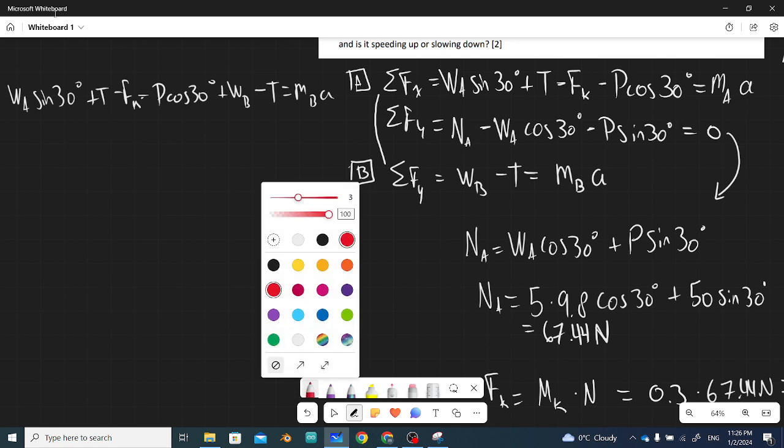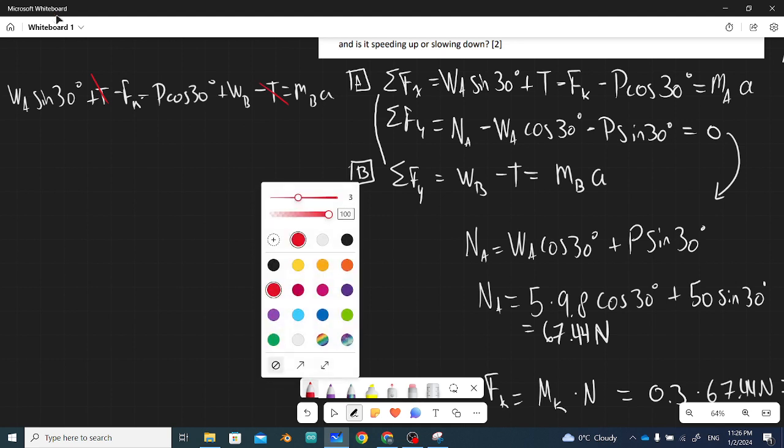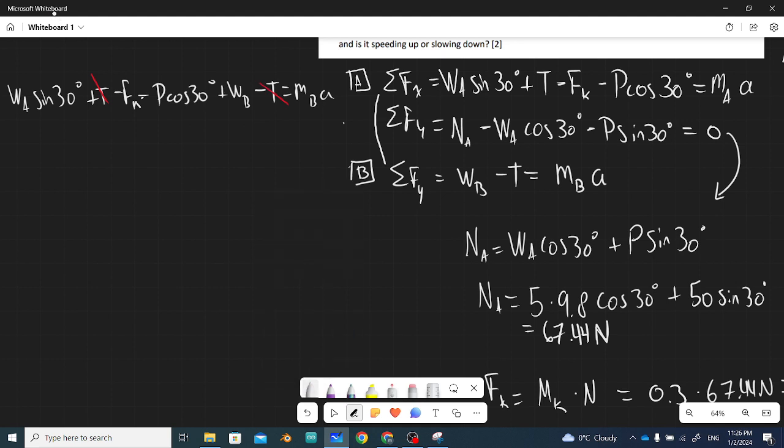The tensions cancel. And that makes it so we can solve this for A. Oh, I forgot to add MB. So this is MAA plus MBA. Mass of A times acceleration plus mass of B times acceleration. So let's write this again. WA sine 30 minus Fk minus P cosine 30 plus weight of B is equal to, and then I'm going to just factorize this, so MB plus MA.